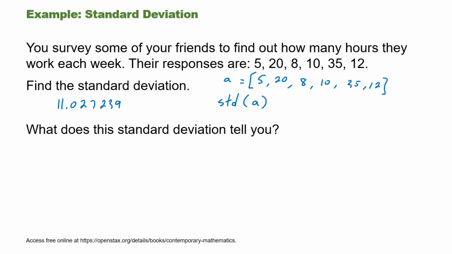Now the question is, what does this standard deviation tell you? Well, as we've already discussed on the previous slide, a small standard deviation means that the data is all very close. A large standard deviation means the data is very spread out. And in this case, this actually indicates that our data has a large spread, which if we looked at the data, we could see that, right? The range, as we found earlier, was 30. That's quite a big range when you're talking about hours that someone works per week. So this tells us about the spread.